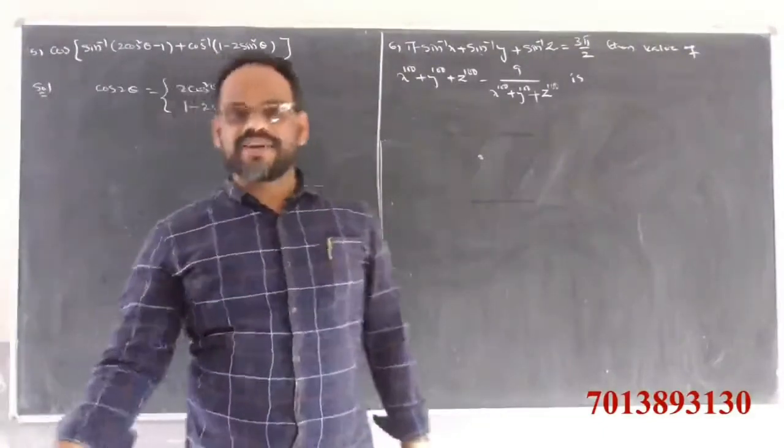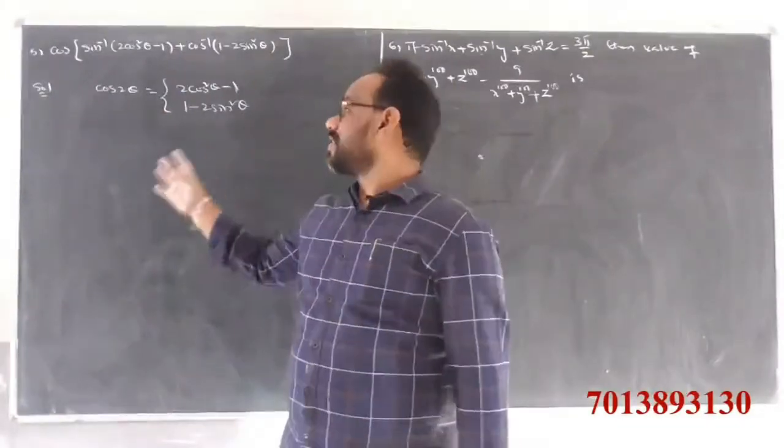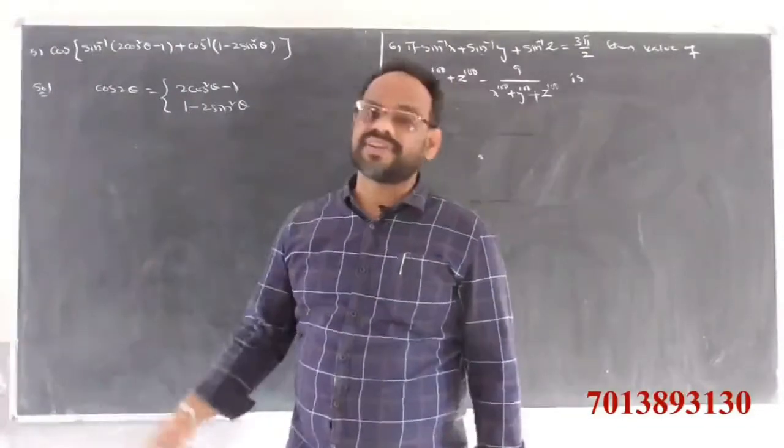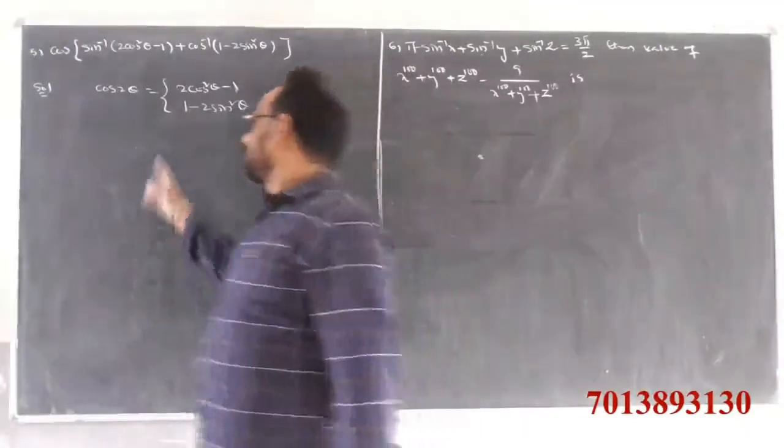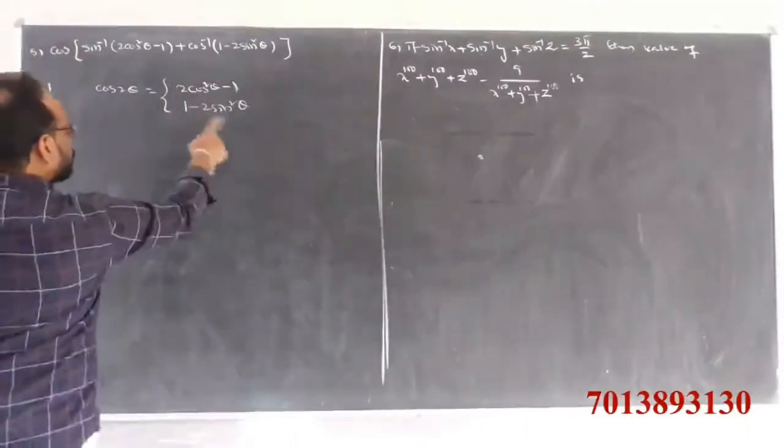Or cos square theta minus sin square theta, or (1 minus tan square theta) by (1 plus tan square theta) are also formulas for cos 2 theta. So cos 2 theta is equal to 2 cos square theta minus 1, or 1 minus 2 sin square theta.